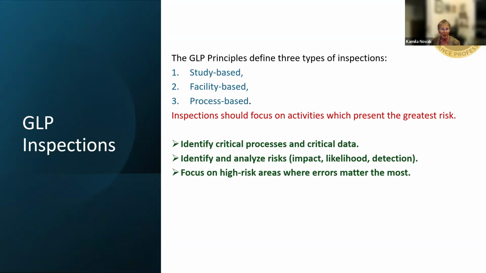So what to do about the risk? We have 3 steps. We need to identify the critical processes and critical data where errors matter the most. Then identify and analyze risks, considering their impact, their likelihood, and our ability to detect that the risk is about to explode. And then we should focus on high-risk areas to prevent those errors that would ruin the study, derail the whole process, and so on.